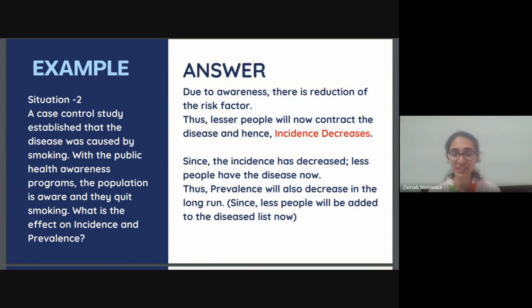You're right, both will decrease. What happens due to an awareness session is that we were able to reduce the risk factor, motivating people to reduce or quit smoking. Therefore there are now fewer people who are going to develop that disease, and therefore incidence will decrease. At the same time, when incidence is decreasing, fewer people actually have the disease. So over a period of time, the prevalence will also decrease. So you are all right on this. Both of them will decrease.